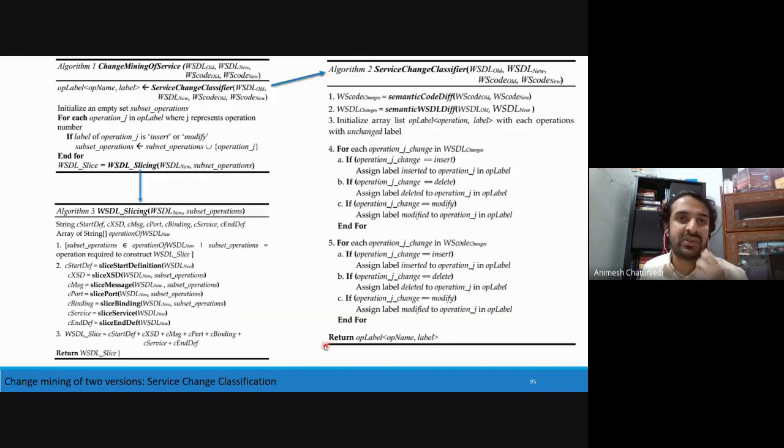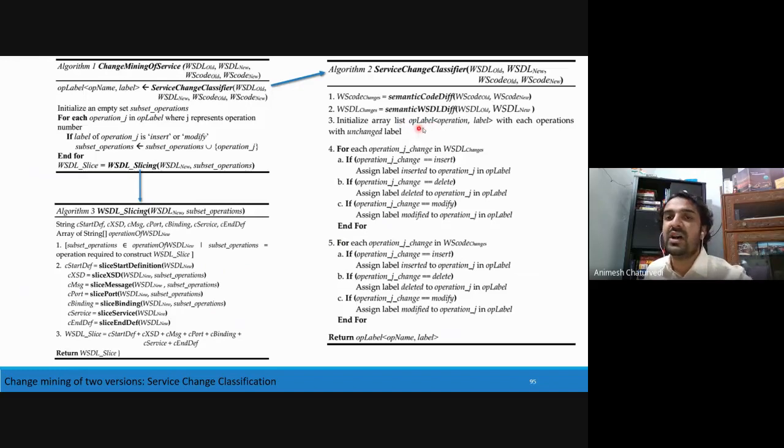So this is the algorithm for the change mining of web service that we were discussing. It takes WSDL old, WSDL new, and web service code old and new. Then it uses the service change classifier, which is this algorithm. This algorithm again takes the same input and generates the semantic code difference and the semantic WSDL difference, to get the changes in the web service code and the web service descriptive language.